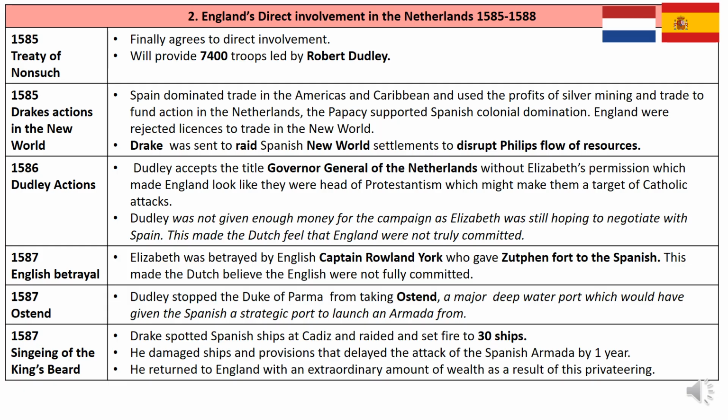Finally, we have the singeing of the king's beard. Now, this is a very important event that happens that pushes back the attack of the Spanish Armada. Drake just happens to spot Spanish ships at Cadiz, and he raids them and he sets fire to 30 ships. He manages to loot a lot of these ships as well, and on the way home stops and plunders a load of other ships too.